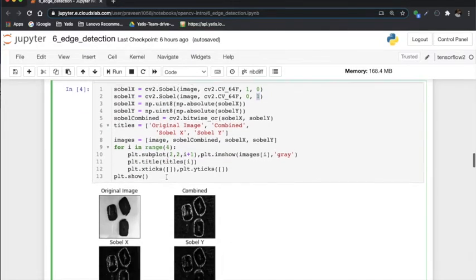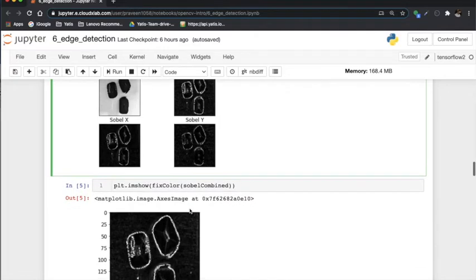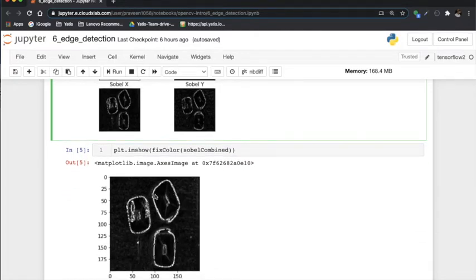In a nice little plot, so that we can see all of it together. You can see this was our original image, and we get the output using the Sobel X, the output using Sobel Y, and the combined one is a combination of both of them. And if you look at the combined Sobel filter, as you can see, you can identify the edges all across.